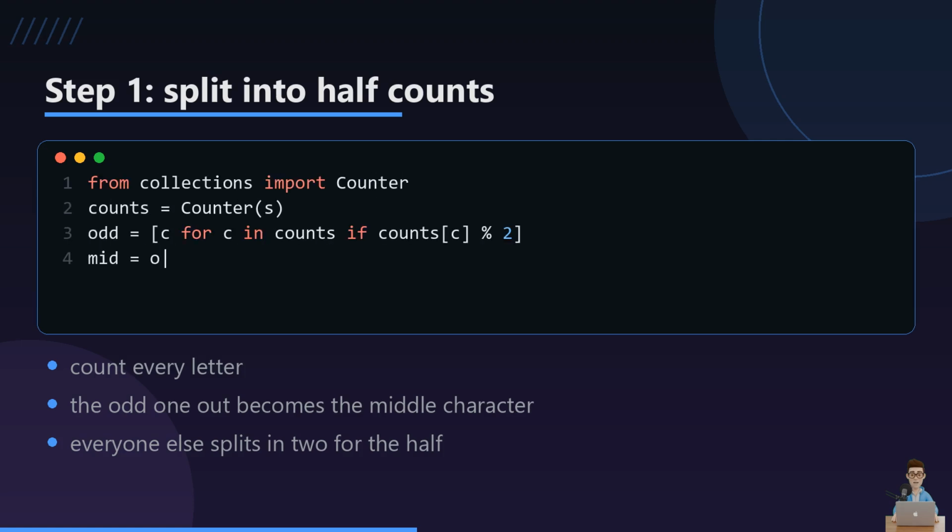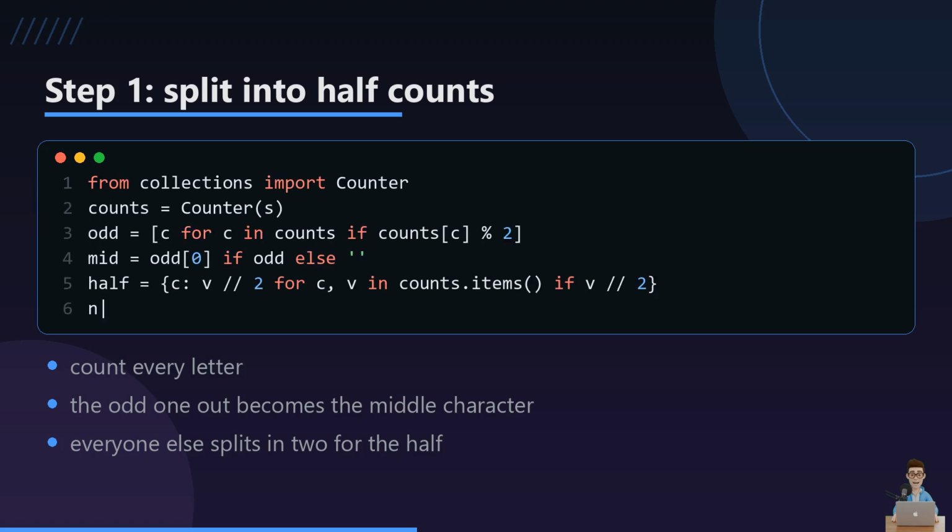First, we count how many times each letter appears in the string. That's what Counter does for us. It's like counting coins into little piles. Remember that odd one out letter from before? We find it here, and it becomes the lonely middle character.